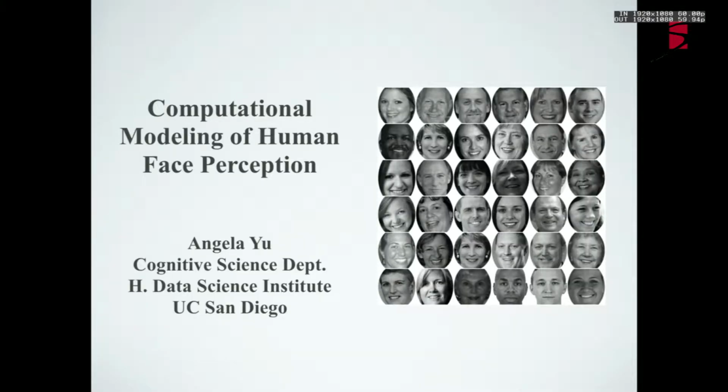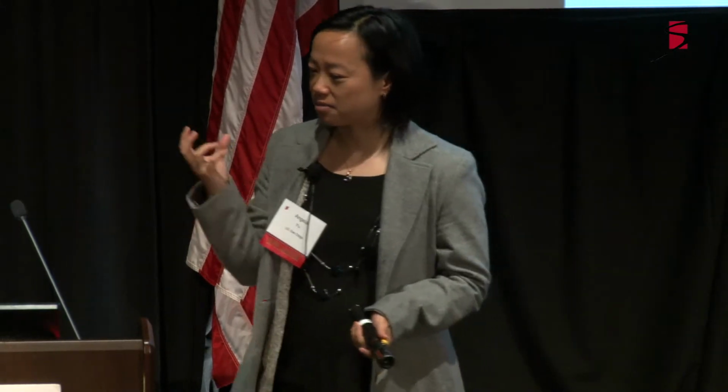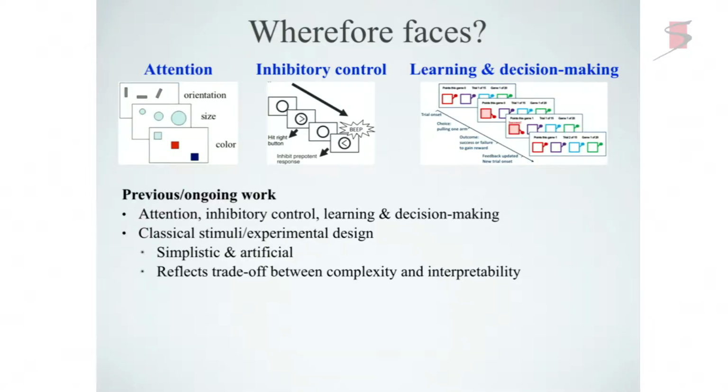So for a long time, my lab was working on different aspects of cognitive modeling, different cognitive functions like attention, perception, inhibitory control, learning and decision making. And so why are we talking about faces today? Well, there was something unsatisfying about the stimuli that tend to be used in these classical experiments, namely they're simplistic and artificial. We use fairly simple stimulus and experimental design in order to make them easy to interpret, so you can control the different confounding variables and so on and so forth.